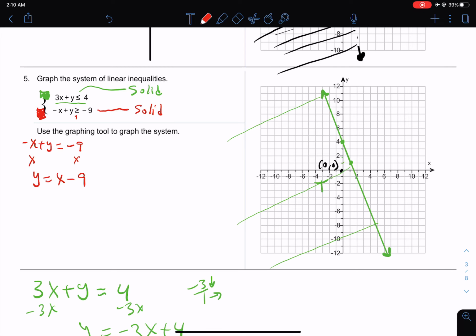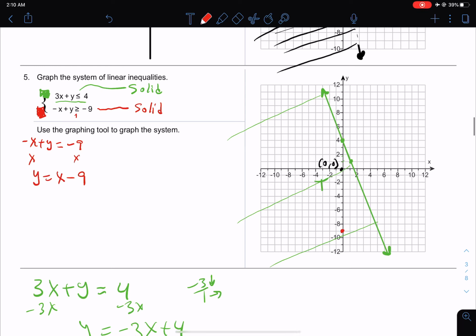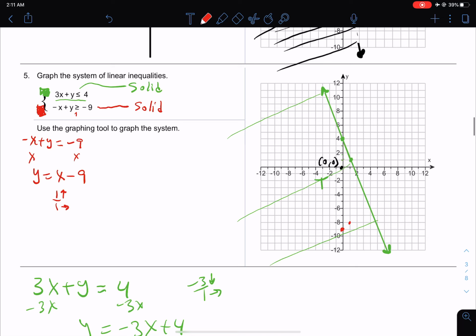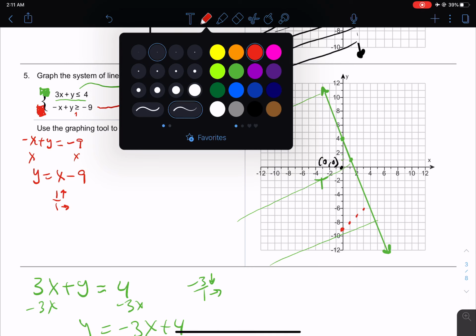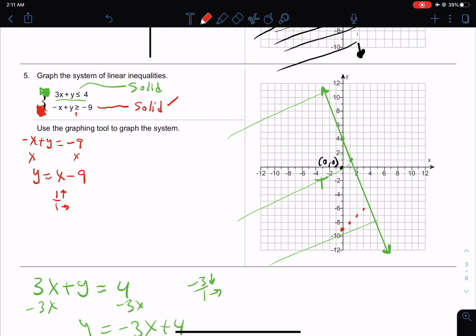So that means my y-intercept is negative 9, which is right here. And it means my slope is 1. Of course, a slope of 1 just means go up 1 and right 1. Go up 1, right 1, up 1, right 1, and so on. This is a solid line. Let's go ahead and take care of business here. So that means this guy goes like this.